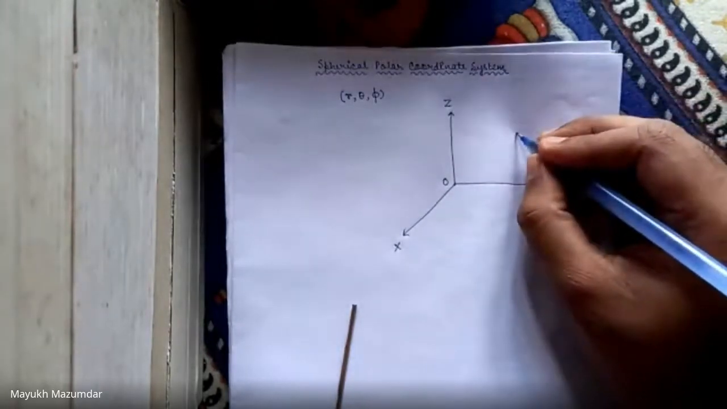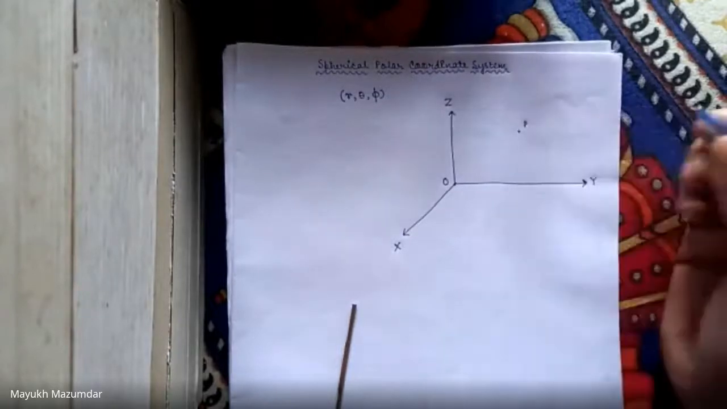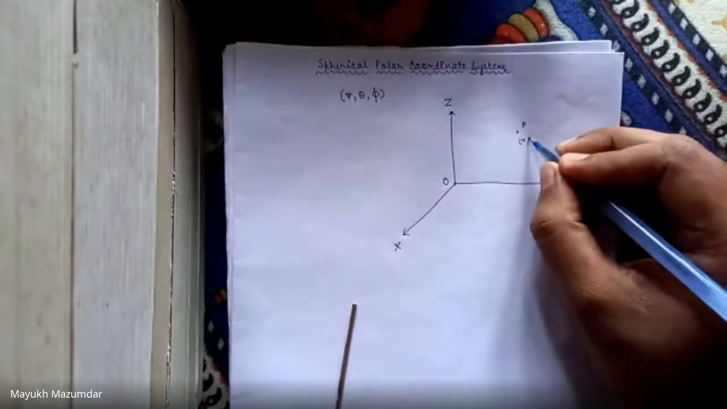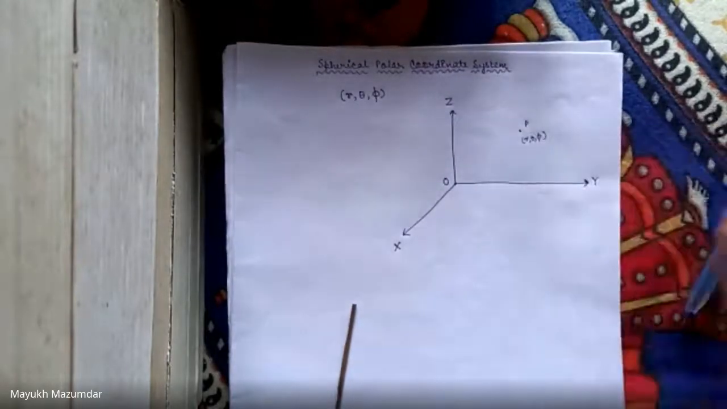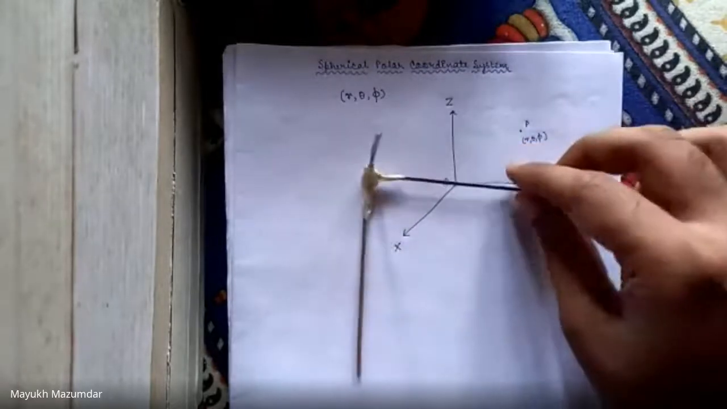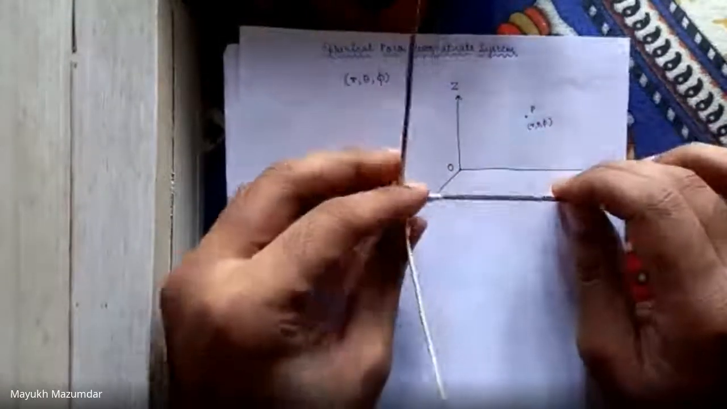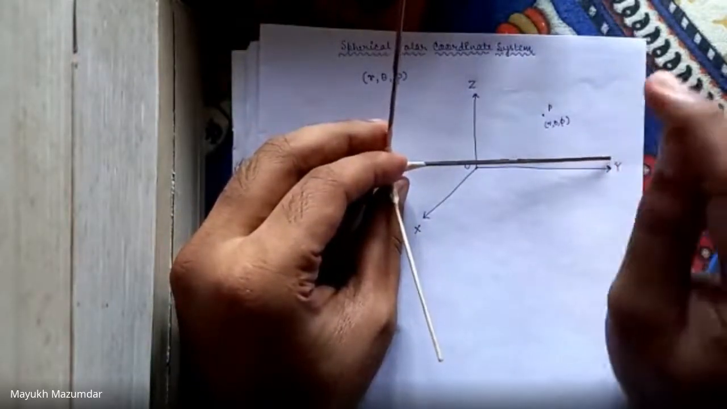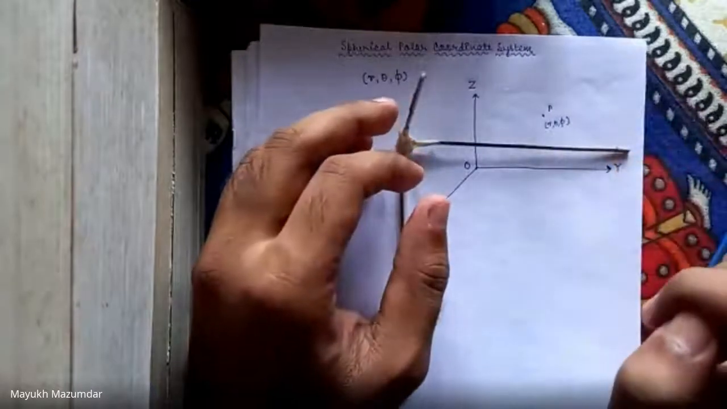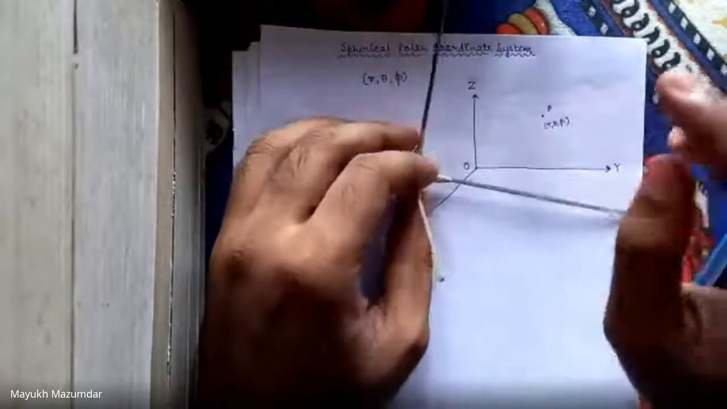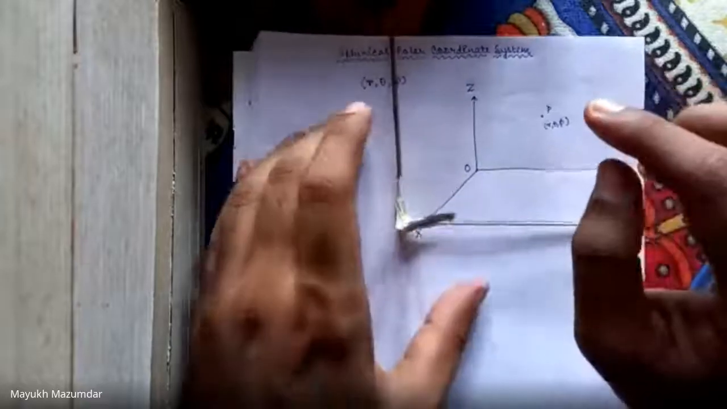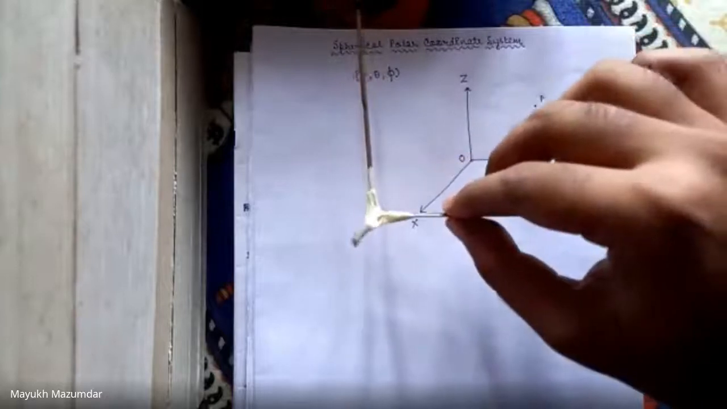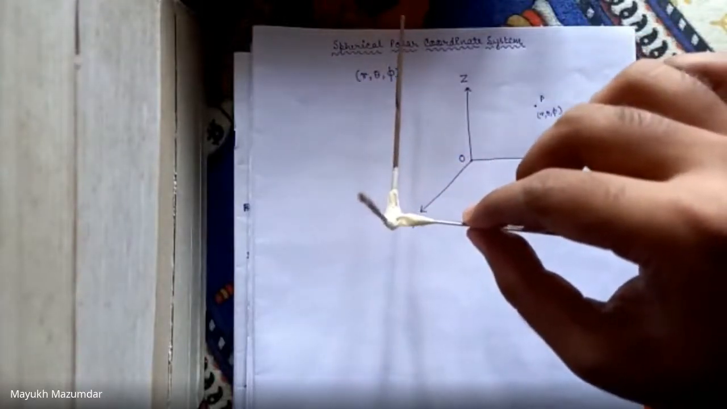Now I have a point called, say, P. The coordinates of the point would be r, theta, phi. Fine. So this is the axis. Okay. I have a point here. So the coordinate of the point is r, theta, phi. Can you understand the picture? Are you able to visualize that this thing is this thing only? Please respond yes or no.